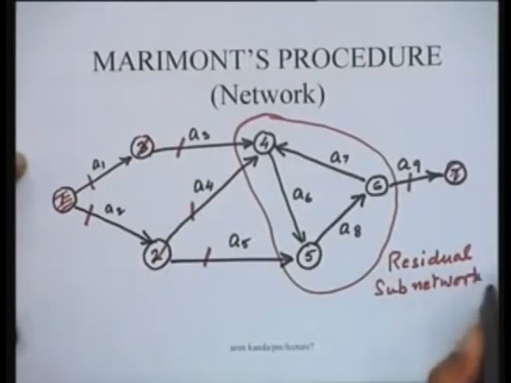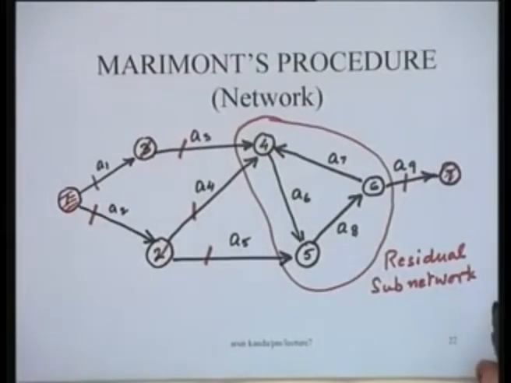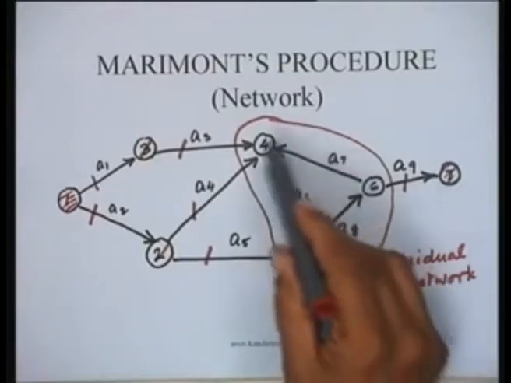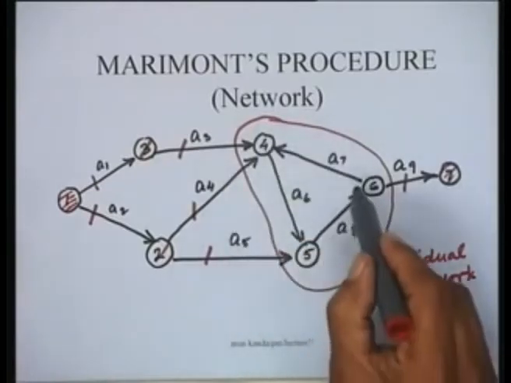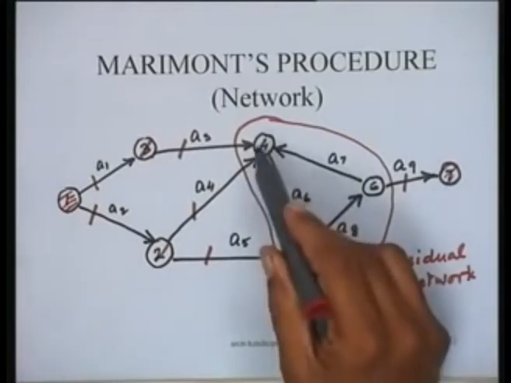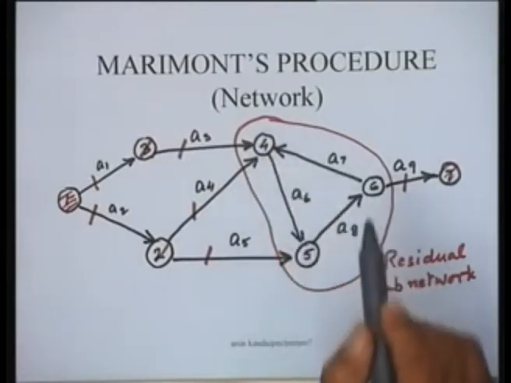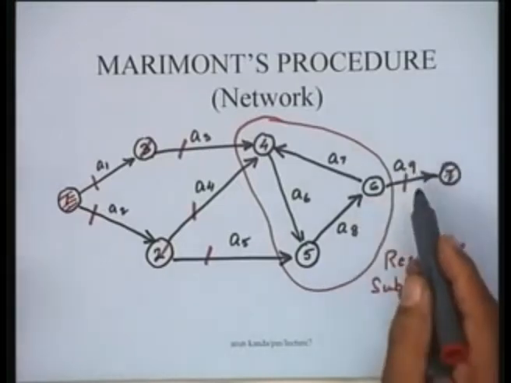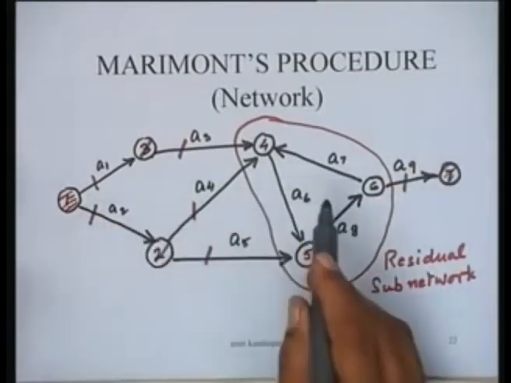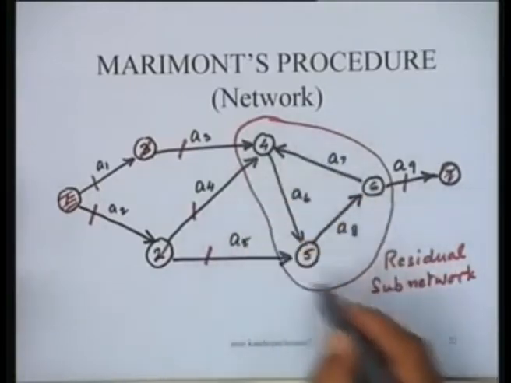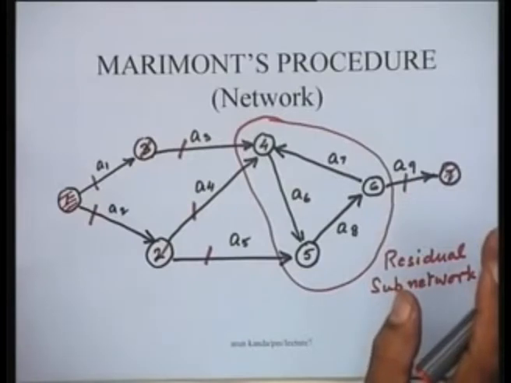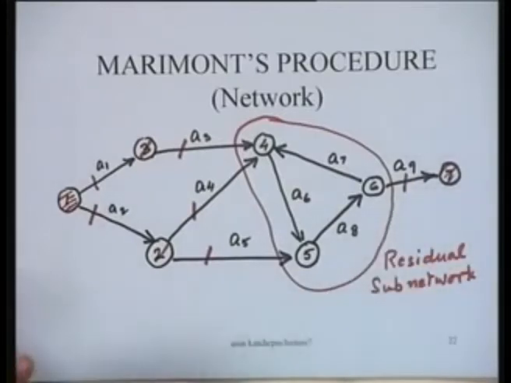So the presence of a residual subnetwork actually shows that there is an inconsistency, and actually you find that in this particular example there is a cycle present in these particular nodes. That means in the Marimont's procedure, if there had been no cycle and you had been able to continue this procedure right through, you would not be left with any residual network. You would have been able to delete everything, right? That is what it would have been possible to do.